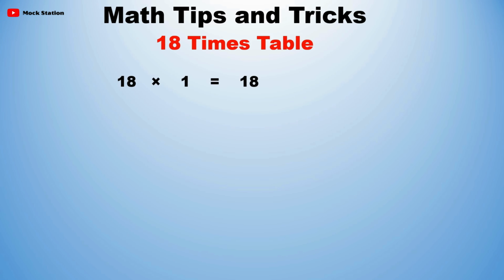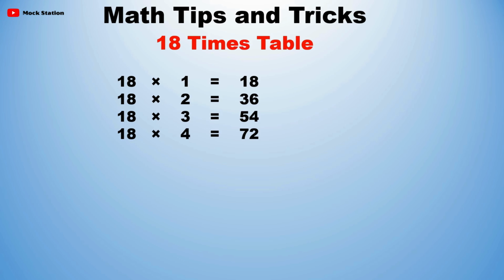18 times 1 is 18. 18 times 2 is 36. 18 times 3 is 54. 18 times 4 is 72. 18 times 5 is 90.